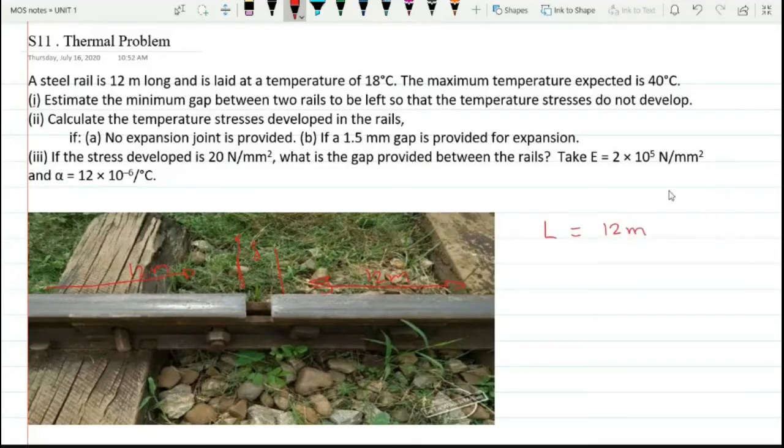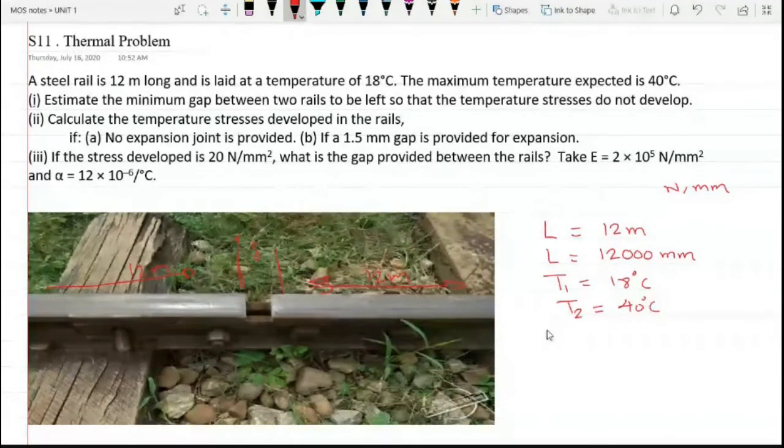So I'm going to solve this in Newton and mm. In that case, my length will be 12,000 mm. Right, meter I'm converting to mm. Okay. Next, you have two data. T1 value is given, which is 18 degrees centigrade. T2 is given, final temperature, which is 40 degrees centigrade.